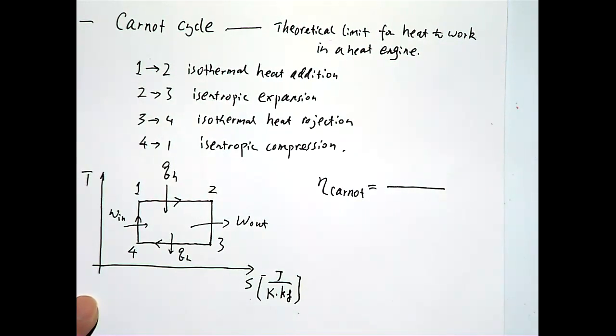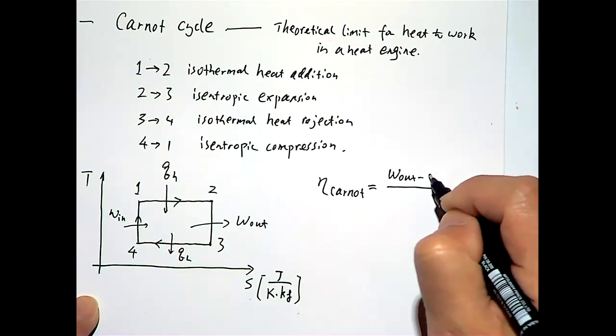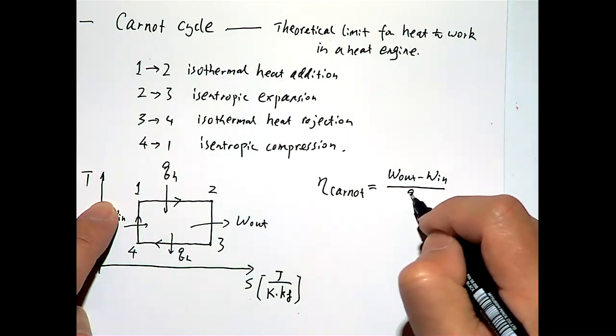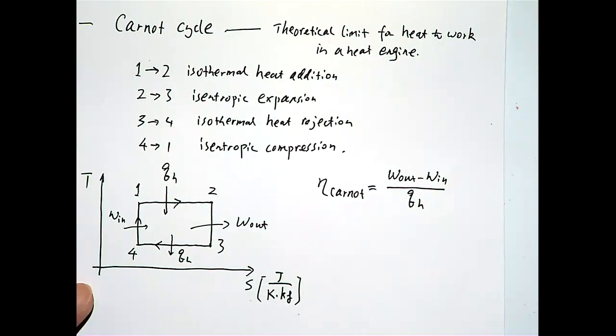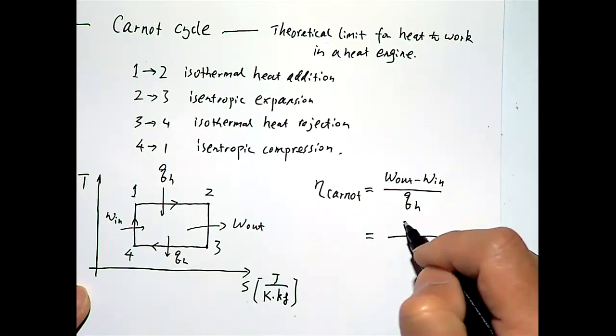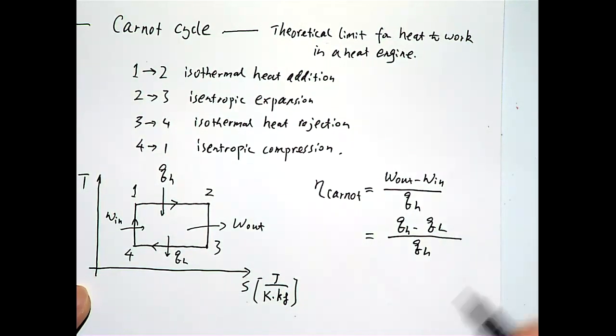So the numerator would be what's the useful output of the cycle. Here we can write W out minus W in. That should be the net work, the useful output of the cycle. And the required input to drive this process would be the heat transfer from the hot reservoir. All right, so we can rearrange this: QH minus QL divided by QH.